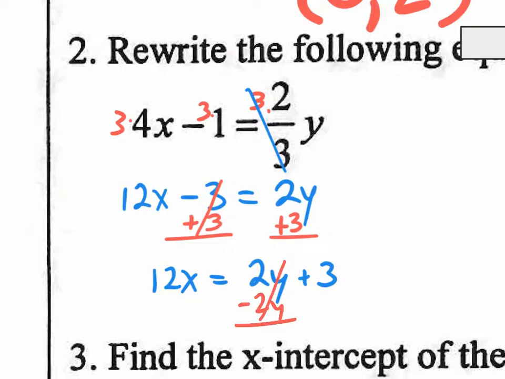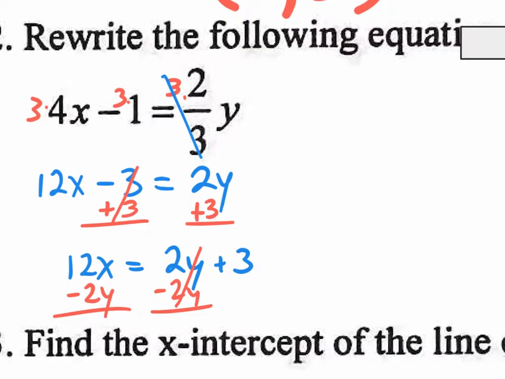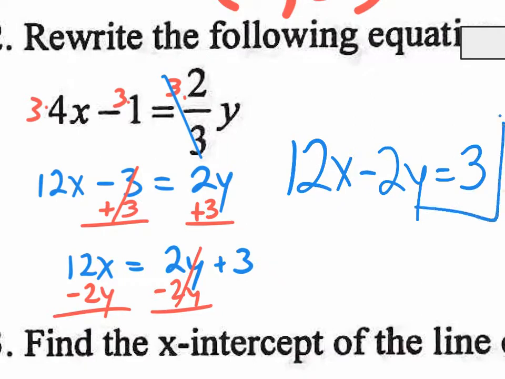It cancels out. What you do to one side, you do to the other side. Take away 2y. As you can see, these are not like terms, so you need to rewrite it. And that will be your answer in standard form. Our answer is 12x minus 2y equals 3. And that's it. There's no need to multiply everything by -1 because the a value is positive.